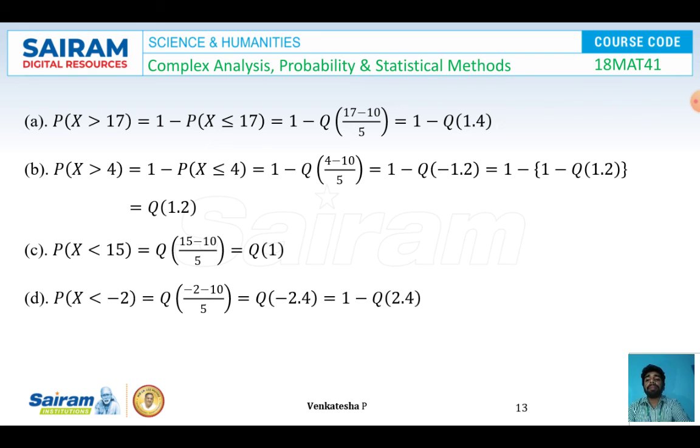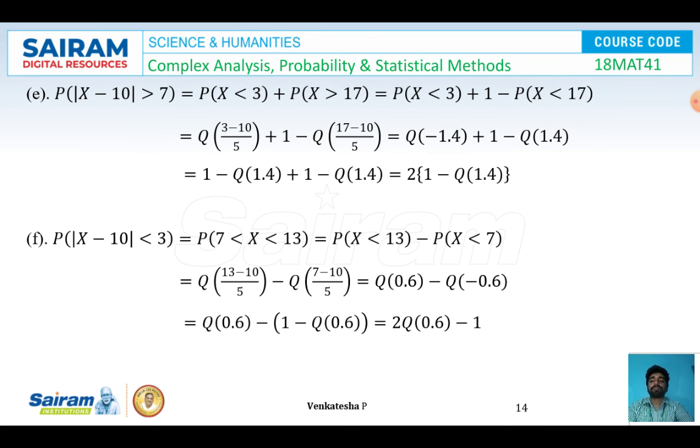Third one, P of x is less than 15. It will be equal to, directly I can put x equal to 15 now, that is Q of (15 minus 10) by 5. So by simplifying, I got Q of 1. Next is P of x is less than minus 2. By replacing x equal to minus 2 in the Q function, I got Q of (minus 2 minus 10) by 5. It will be equal to Q of minus 2.4. So converting it as positive, that is 1 minus Q of 2.4, we can write.